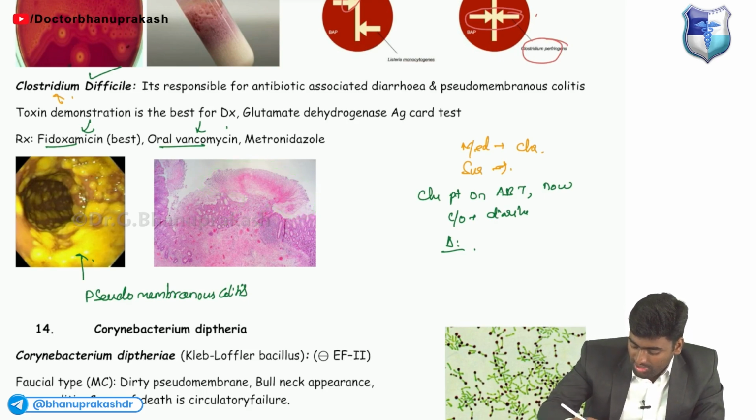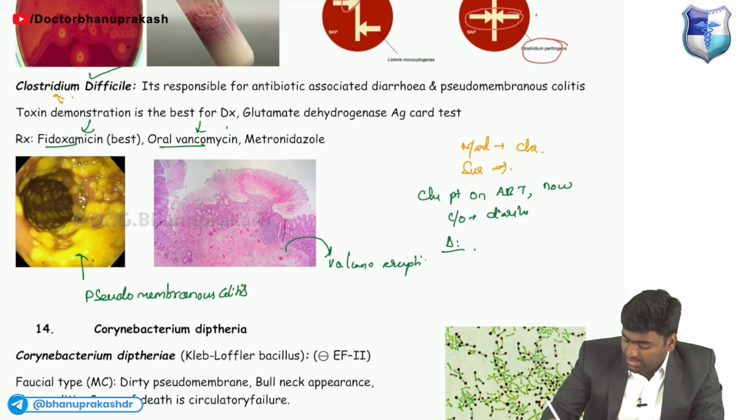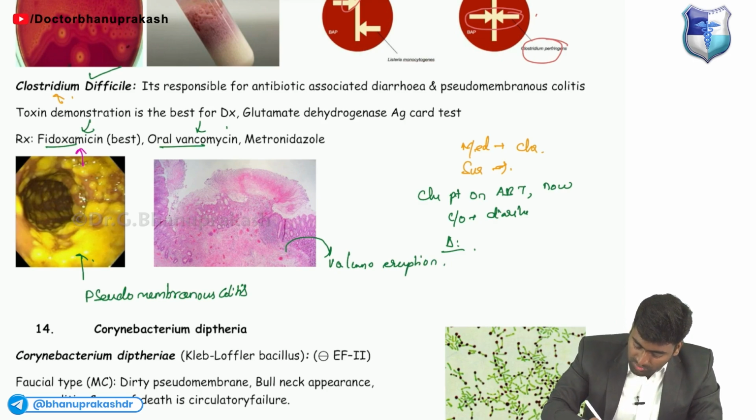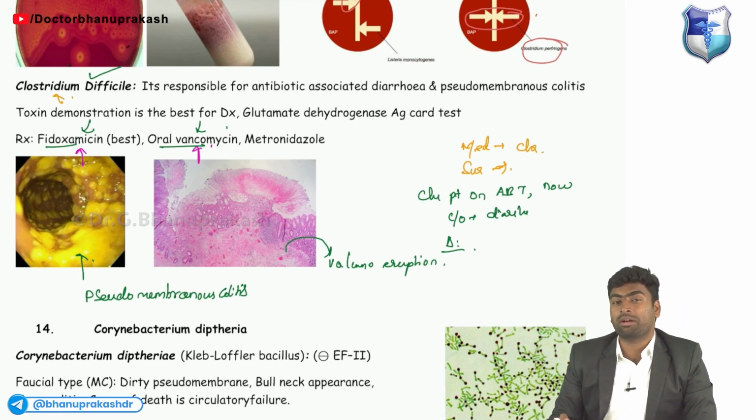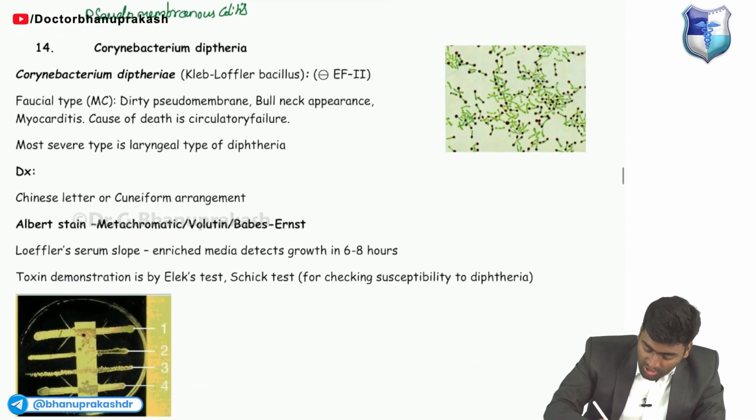This type of volcano eruption will be seen in a case of Clostridium difficile infection, and to treat this we will give fidaxomicin and oral vancomycin. So we will give these two drugs, remember this much. Then after that, moving ahead to Corynebacterium diphtheriae.